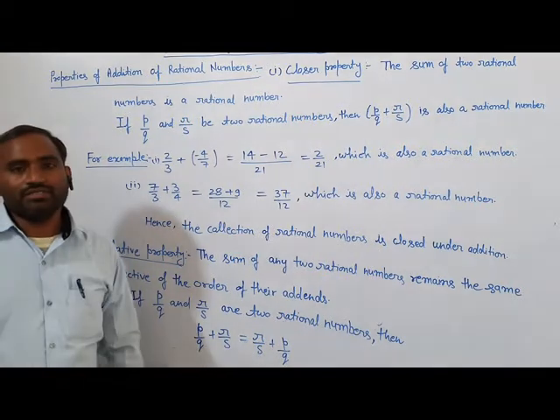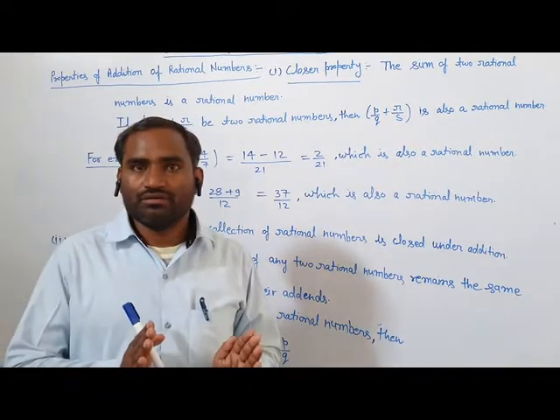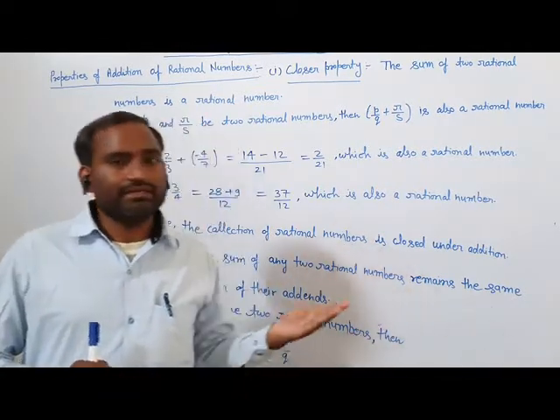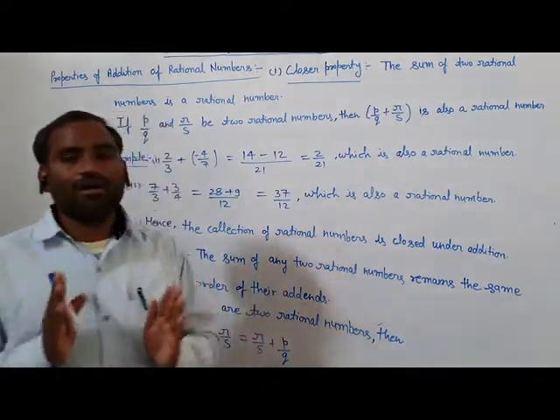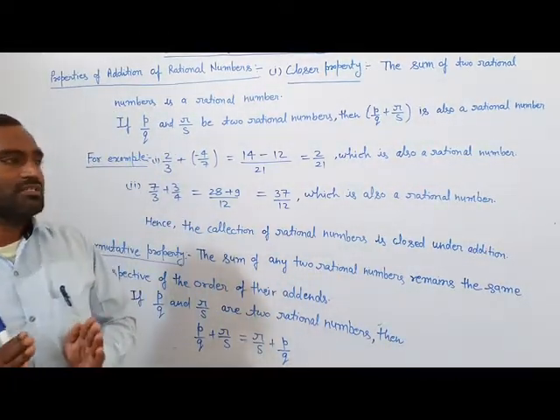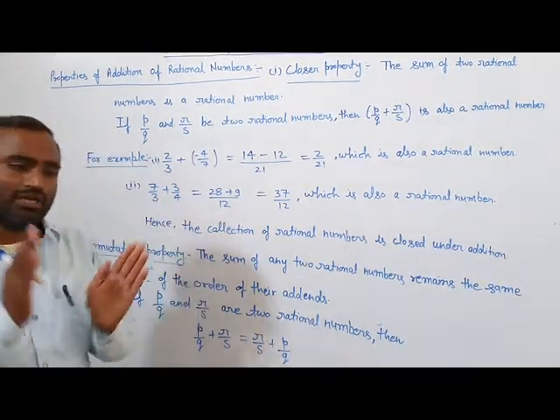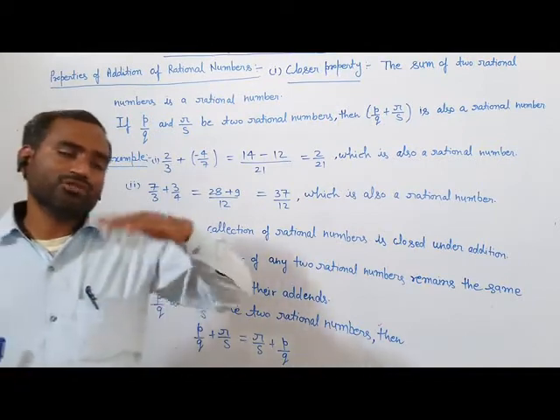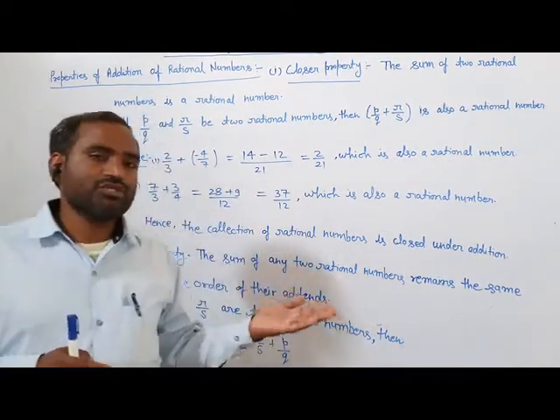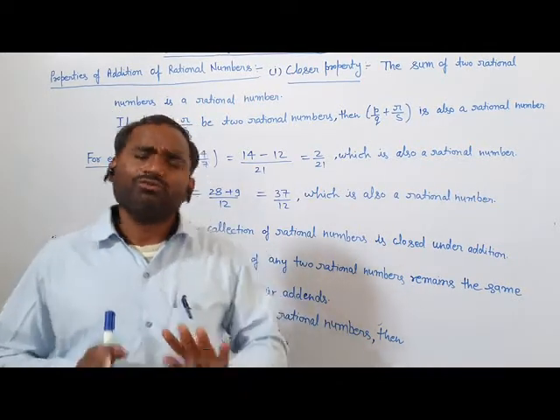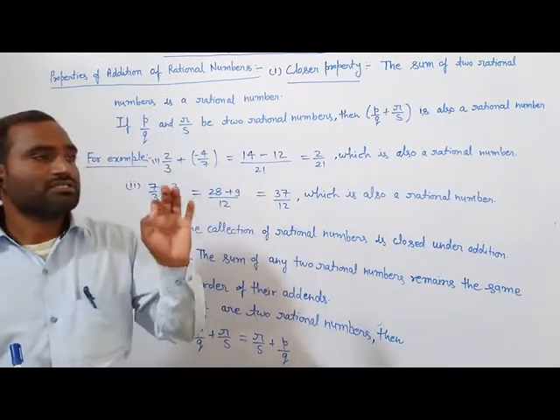In closure property it is said that if we add two rational numbers, the result that we get is also a rational number. The sum of two rational numbers is also a rational number. Whenever we add two rational numbers, either both are negative or both are positive, either one is positive and the other is negative, what we get as the answer will be a rational number.